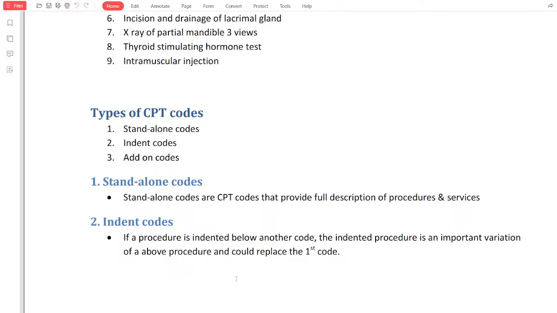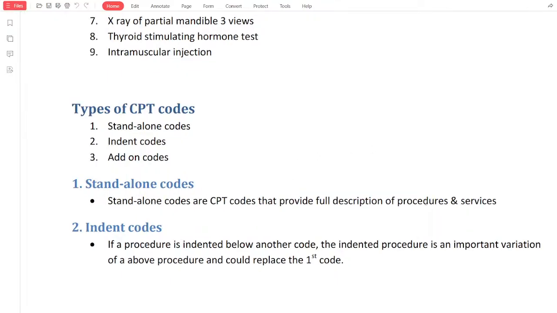First one, standalone codes. Standalone codes are CPT codes that provide a full description of procedures and services. So this type of code is called a standalone code, where the complete procedure and complete services are provided by the code.